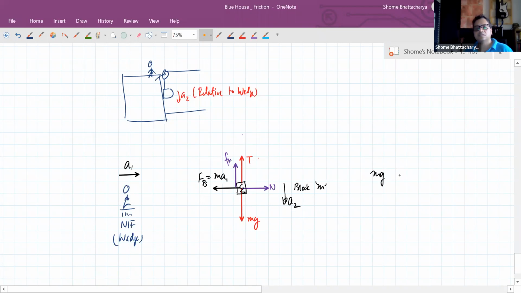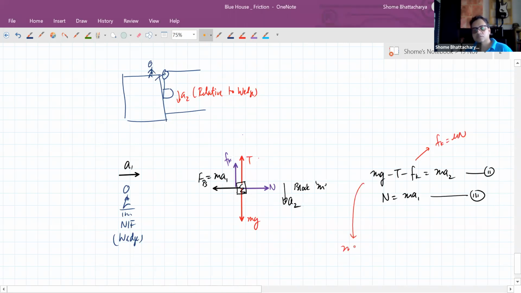So we have mg minus T minus kinetic friction is equal to m a2, the third equation. Okay, N is equal to m a1. That's our second equation. This is our third equation. Okay, and of course in this we understand that kinetic friction is mu N. So this equation actually becomes mg minus T minus mu N is equal to m a2, or mg minus T minus mu m a1 is equal to m a2. So this equation becomes this one.